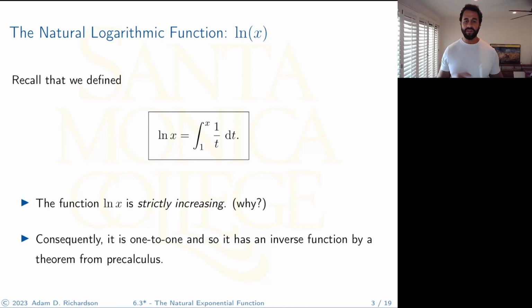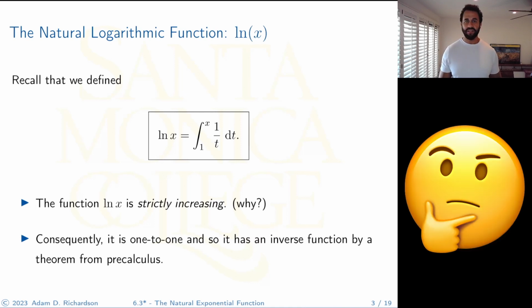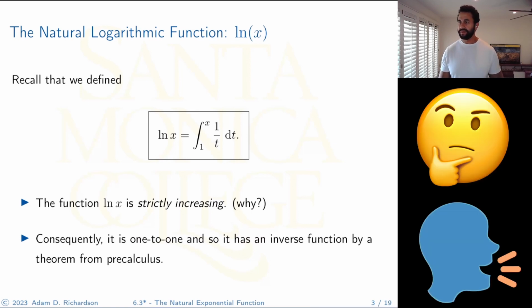If you remember in the previous section, we defined the natural log function as this area so far function, the area from 1 to x under the curve 1 over t. So one thing to note about this particular function, the function is strictly increasing. Why is that? Think about that for a minute and see if you can figure out why we know that the natural log of x is strictly increasing. All right, now say it out loud. Why do you think it's strictly increasing?